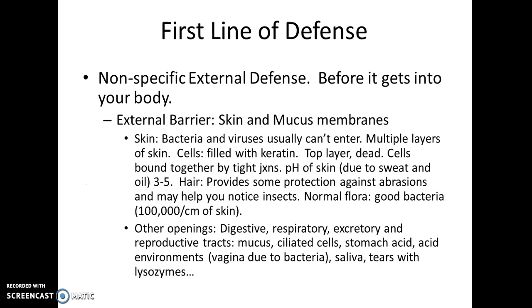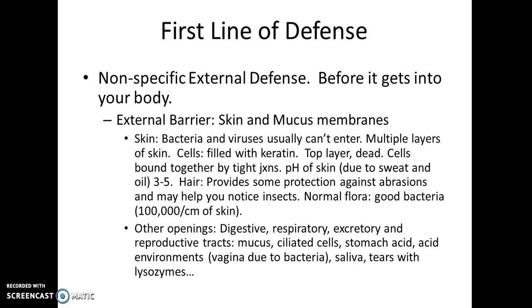So let's talk about the line of defenses. Now, the immune system is one of the three lines of defenses that we have. The first line of defense, we are going to prevent things from getting into our bodies, and these are known as non-specific external defenses. So before it gets inside, we want to protect ourselves. We want to block everything from getting inside of us and making us sick. So the first line of defense is our external barrier, and that's skin and mucous membranes.